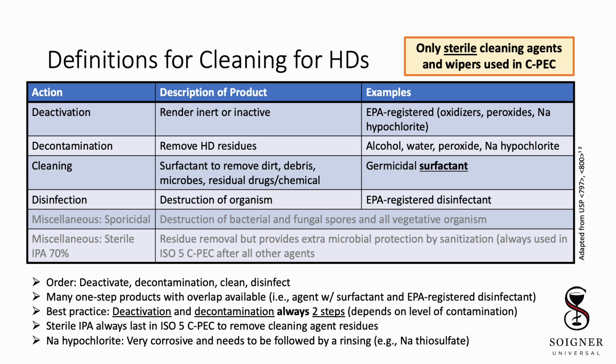And again, sterile IPA 70% is mainly used to remove residues left behind by the cleaning agents. However, keep in mind that sterile IPA does play a role in maintaining microbial control over the compounding environment, since it does have broad spectrum against microbes, but the dwell time can be lengthy and it's not effective against all microbes, so it can't be used on its own. And as mentioned before, there are one-step products on the market that help streamline the deactivation, decontamination, cleaning, and disinfection process.